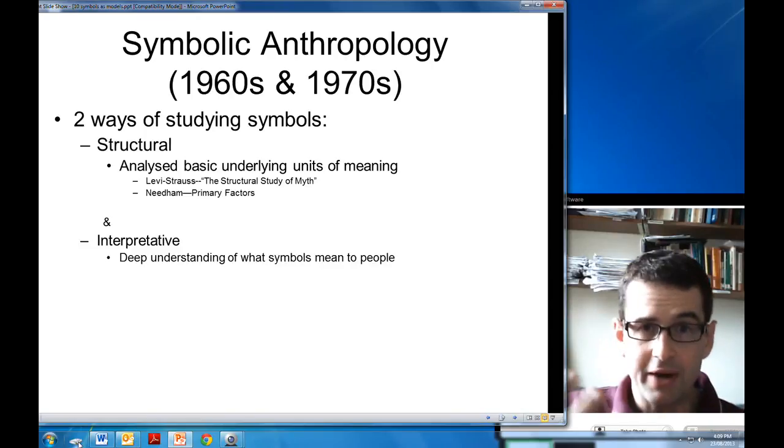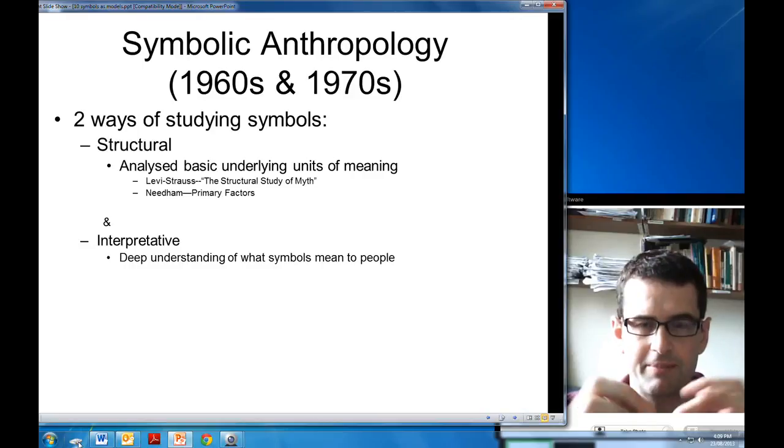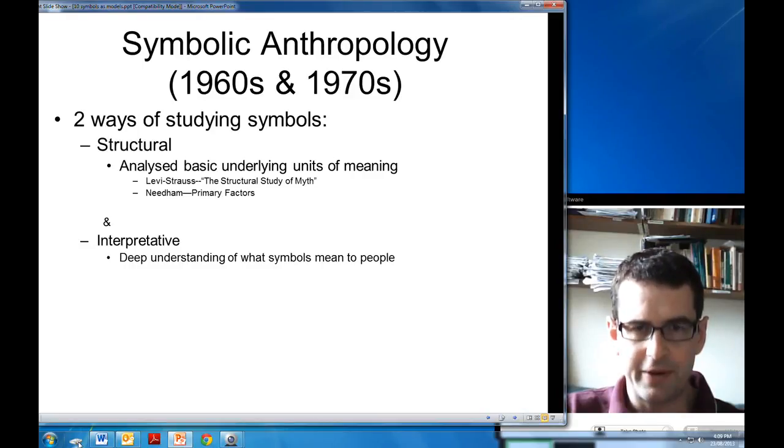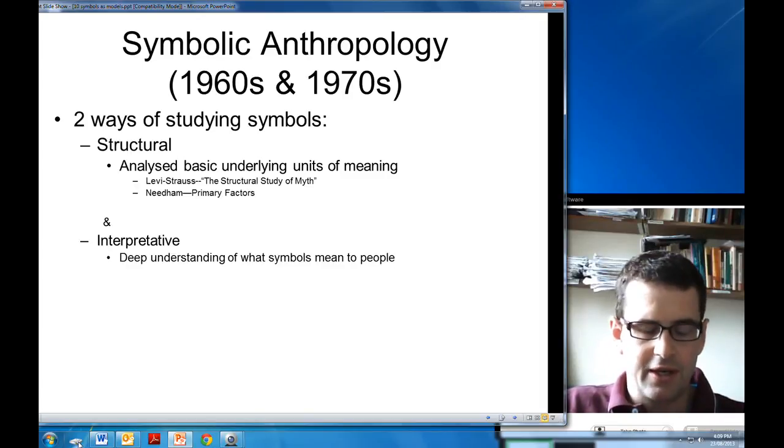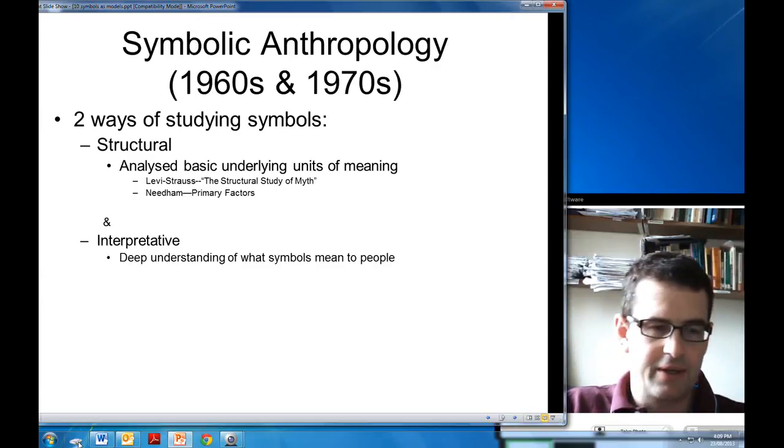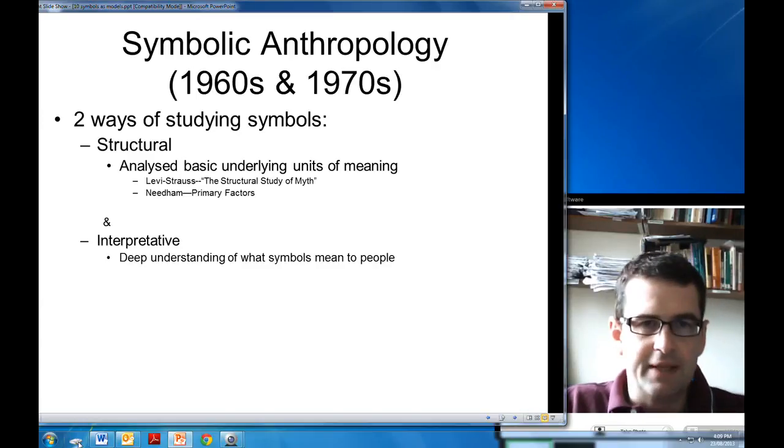dichotomies or binaries, as they're sometimes called, you could develop things like images like a witch, which would be black, not white, backward, not forward, up, not down, night, not day, moon, not sun, that kind of thing.